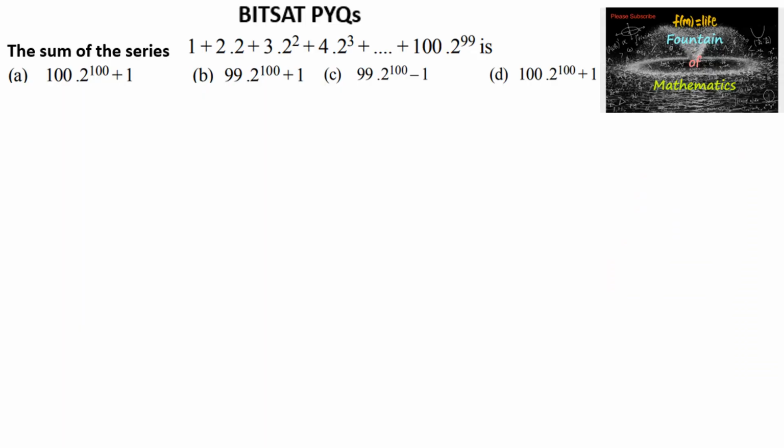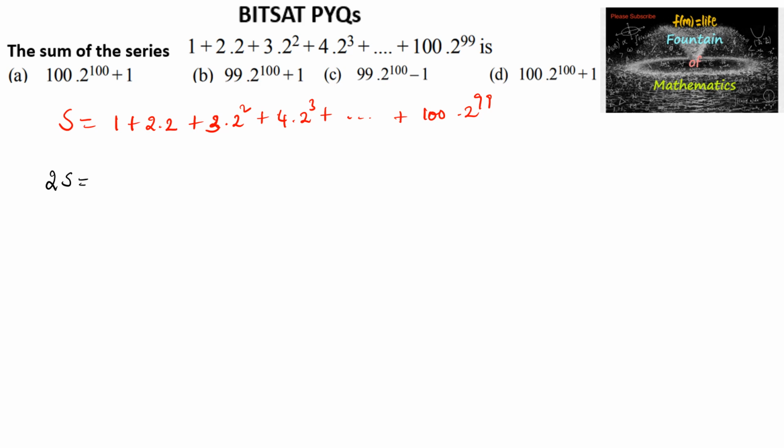We need to find the sum of the series. Let us consider the sum S as 1 plus 2 into 2 plus 3 into 2 square plus 4 into 2 power 3, and so on up to 100 into 2 to the power 99. So here 2 is multiplied for each term, and let us multiply with the S.